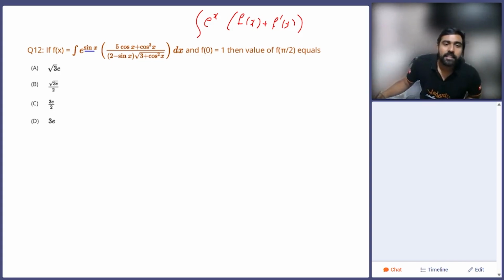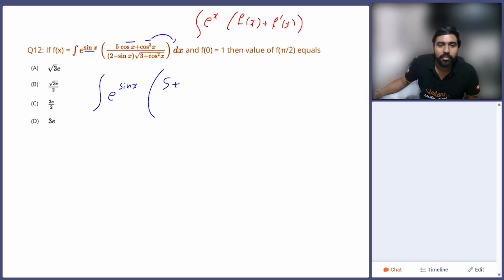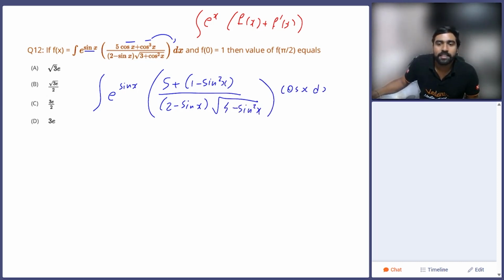Now because there's a sin x over here and I can see that taking a cos x common is very much possible, I will rather go for that itself. I'll write this as e power sin x into 5 plus cos square x, which I can write as 1 minus sin square x, divided by 2 minus sin x into root of 3 plus cos square x, basically again replacing it with 1 minus sin square x, gives me 4 minus sin square x into cos x dx format I will get.